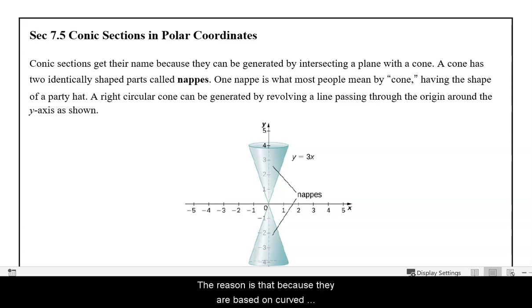The reason is that because they are based on curved shapes rather than shapes based on line segments, as what you get in a rectangular coordinate system, the polar coordinate system is ideal for representing conic sections such as circles, ellipses, hyperbolas, and parabolas. Before we do that, though, let's briefly review what you've learned in college algebra or pre-calculus and in Calculus 1 about conic sections.